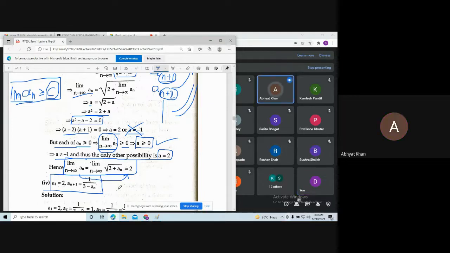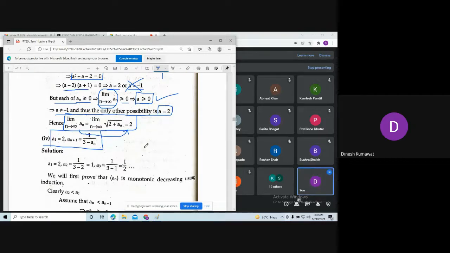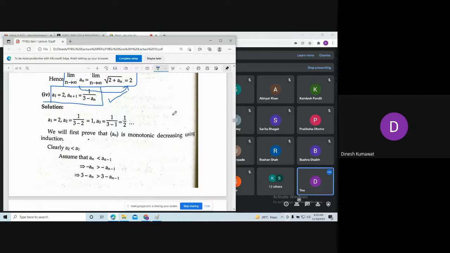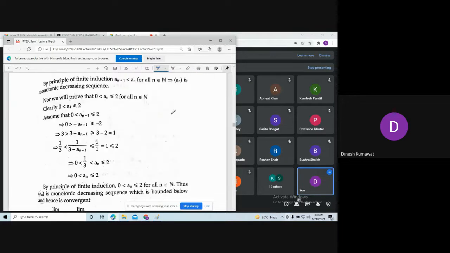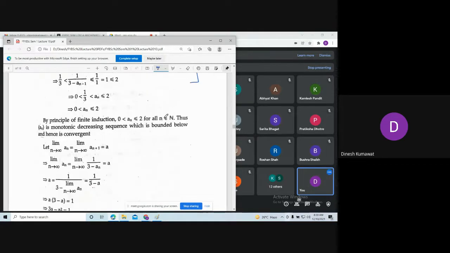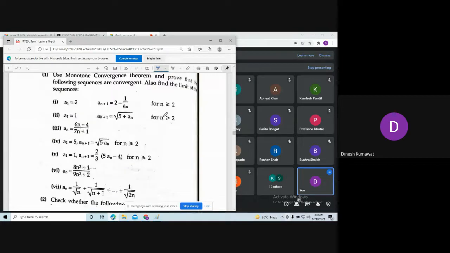Yes, sir. Okay. So please try to do it. First you are going to check its monotonicity, and then the boundedness of this sequence. And for showing boundedness, you need to use induction.